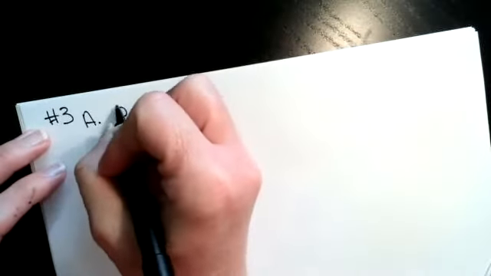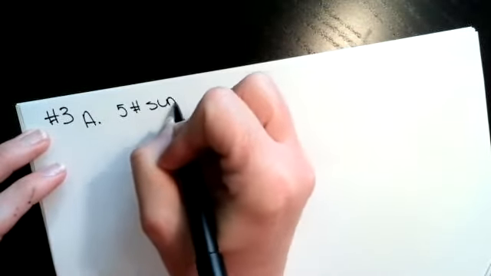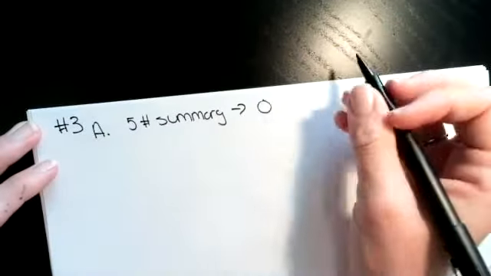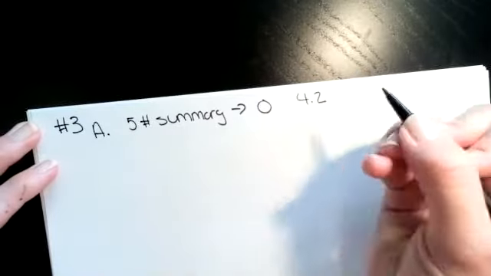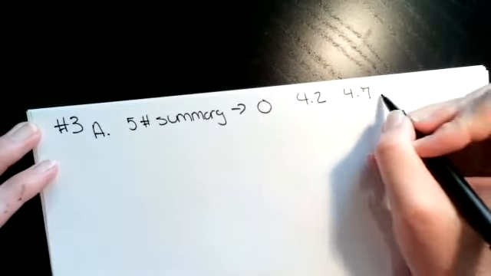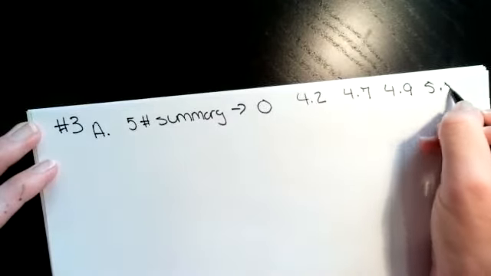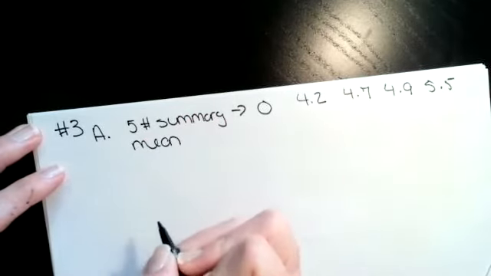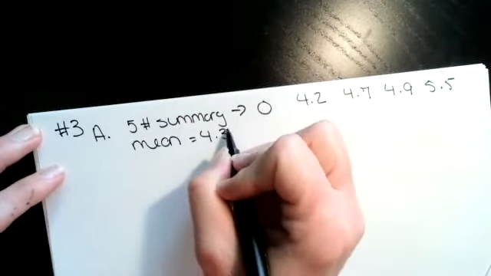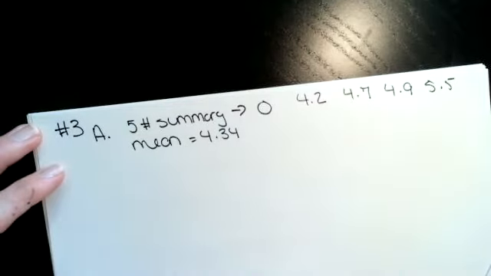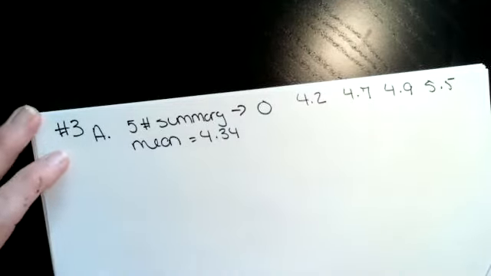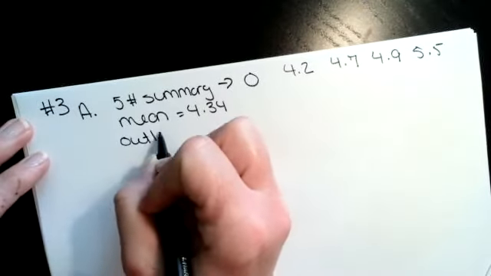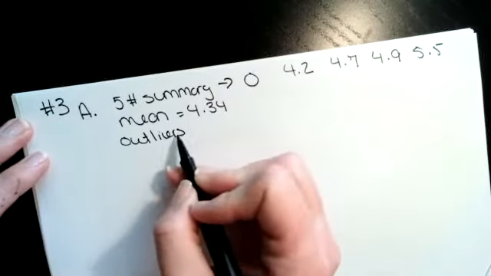So I'm going to go ahead and say, well, my 5-number summary is going to be 0, 4.2, 4.7, 4.9, and 5.5. And I did get the mean from that statistics, which is 4.34. So, I put that on my box plot. And I'm going to have to calculate the outliers here in a minute. I guess I'll just do it now because then I just have them so I can draw them. So remember, we always want to include the mean and outliers.